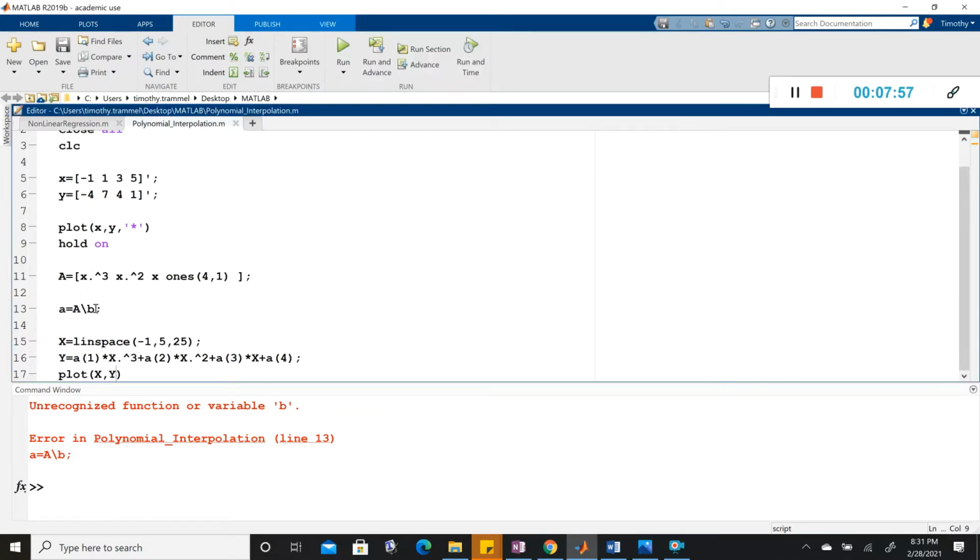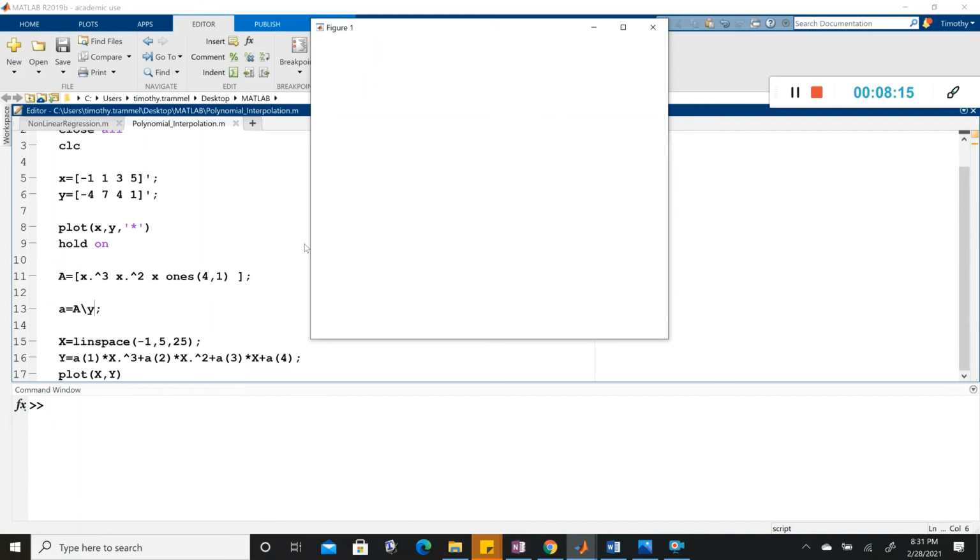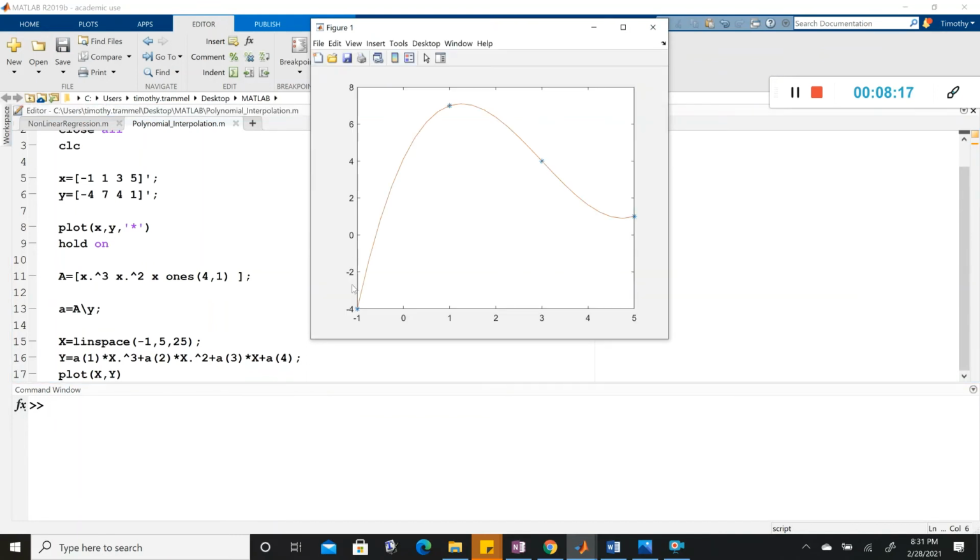Oh, I put B here? I meant to put the Y here, right? We had our matrix A times the little a's equal to the y vector. So this should be big A backslash y. There we go. And you can see our polynomial goes through our points, all 4 points.